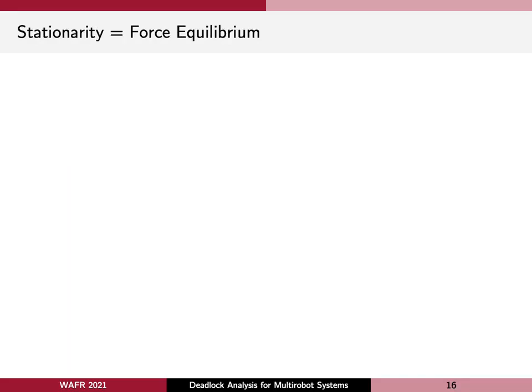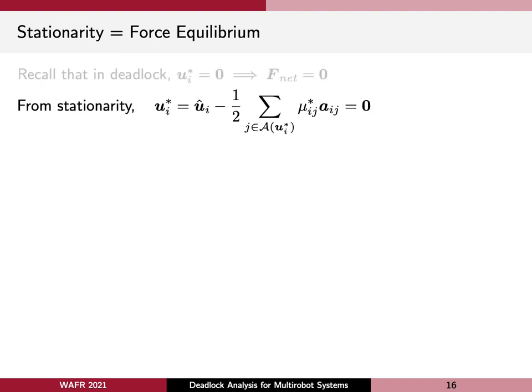Okay, so recall that when a robot is in deadlock, its optimal control, that is the acceleration input, is 0. This means that the net force on the robot is also 0, so it is in static equilibrium. Now, if that is the case, then there must be a balance of forces at play. And indeed, that is true. From the first KKT condition of stationarity, the net acceleration u_i star is the sum of u_i hat and this other term, and all of these add to 0.